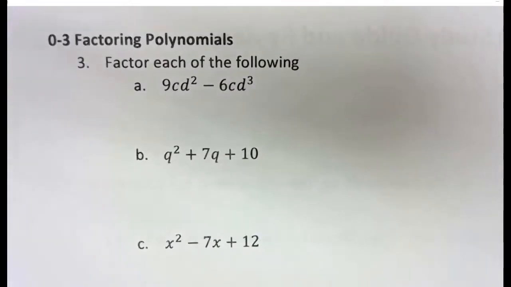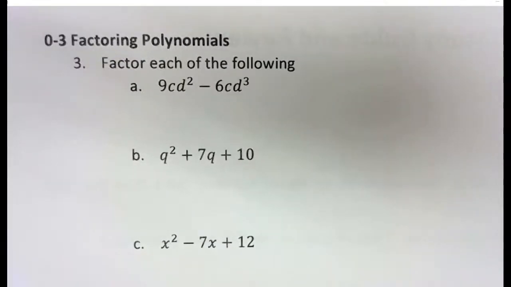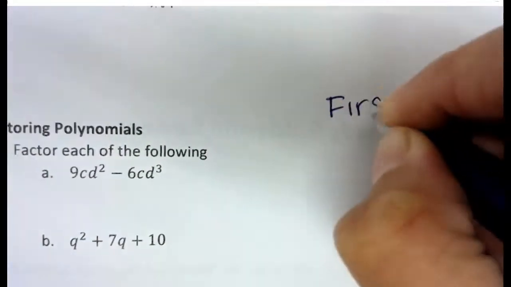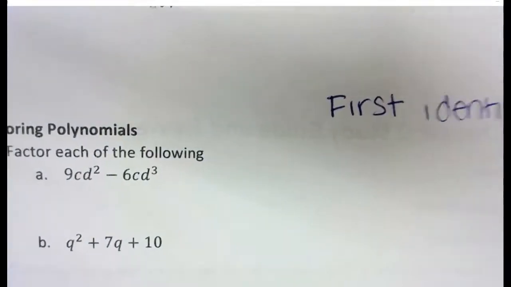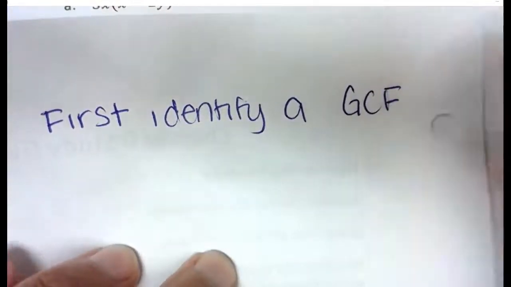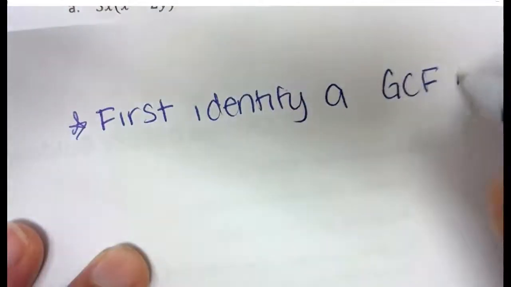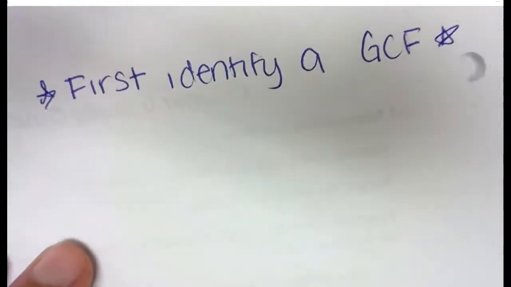The third lesson was factoring. When factoring, we had a couple techniques we wanted to look for. The first thing you always want to do is identify a GCF. So before you do anything, you always want to see if you have a GCF. After you look for a GCF, then you can set up your magic X.